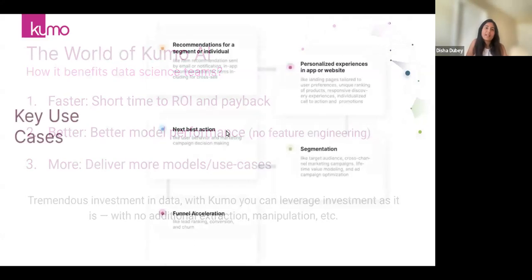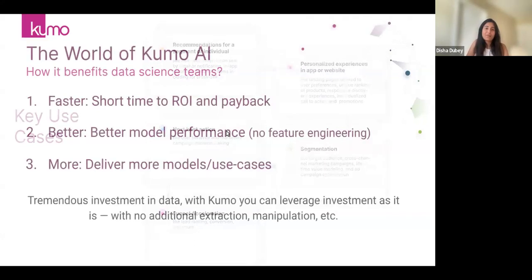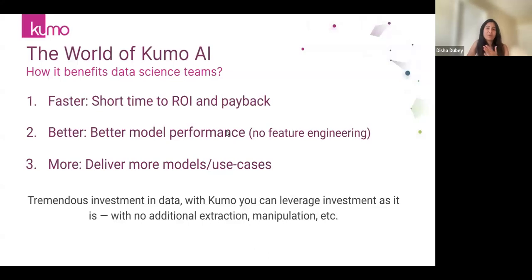Next, Kumo can help make predictions better because it learns end-to-end embeddings from raw Snowflake data and produces highly accurate models through the use of graph transformers.